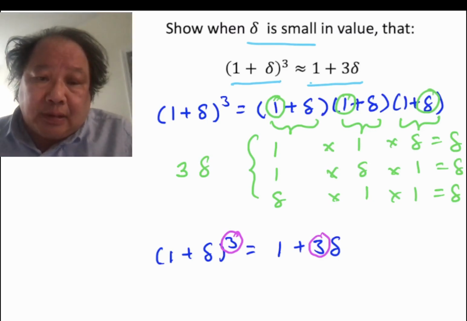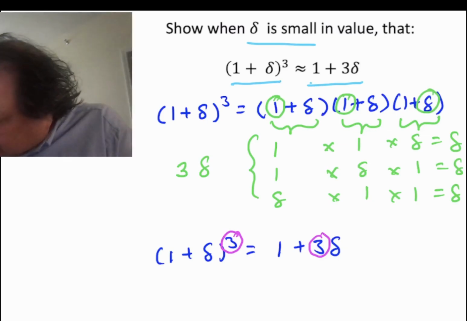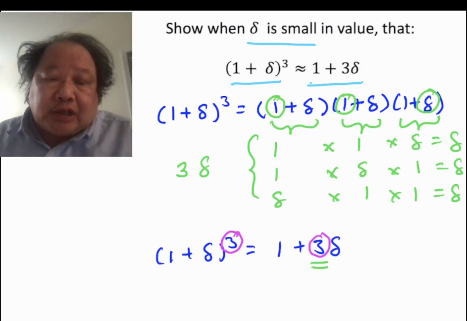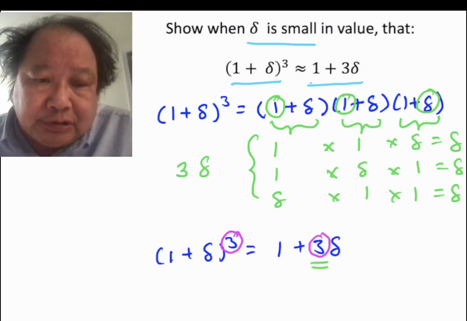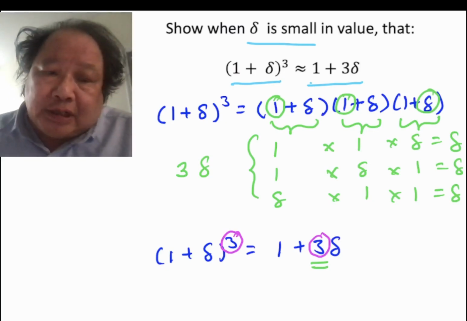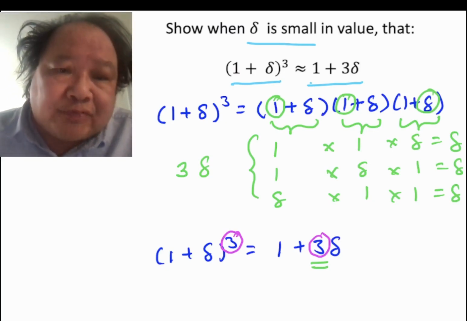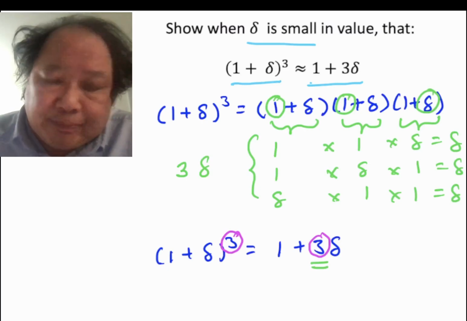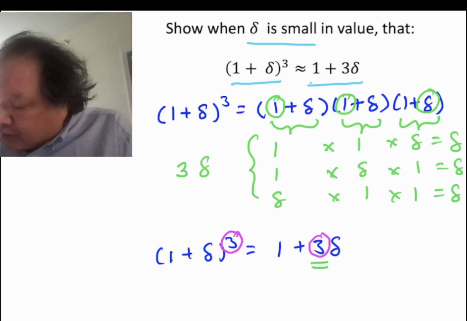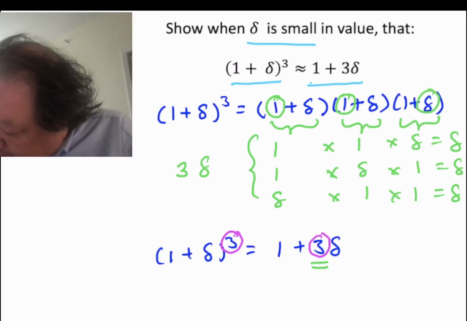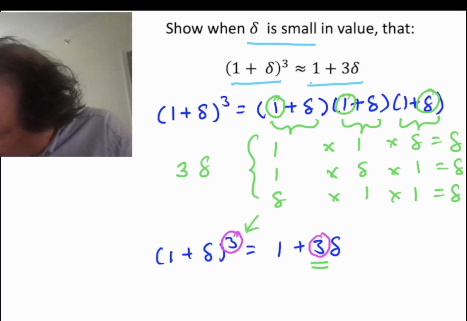So the 3 delta comes from the 3 different ways you can get it, because there are 3 brackets, and the (1 + delta) cubed is what's responsible for there being exactly 3 brackets. In (1 + delta)^3, the 3 here carries over to the coefficient here.